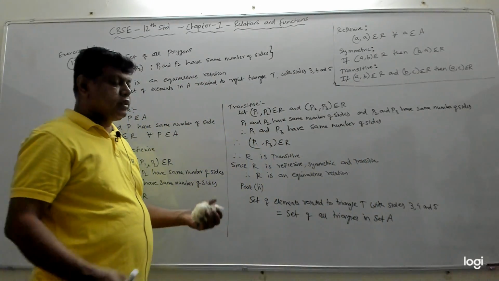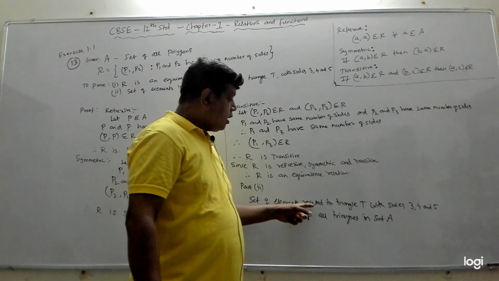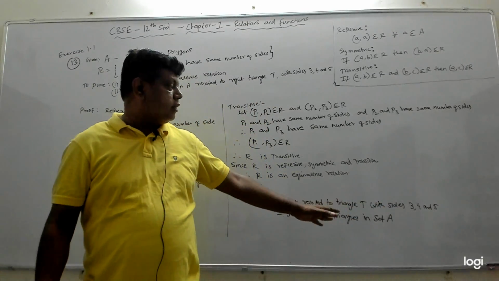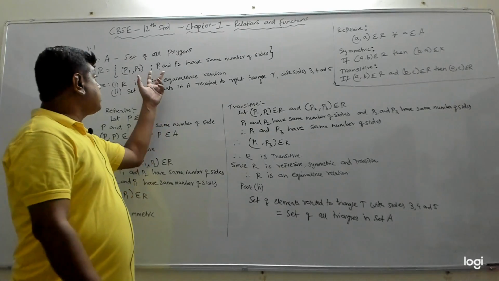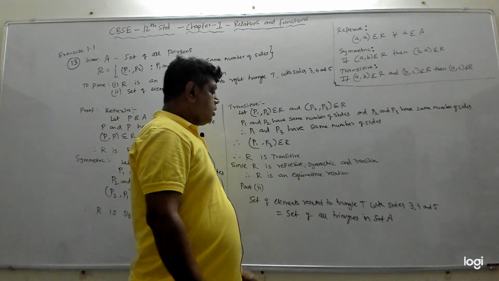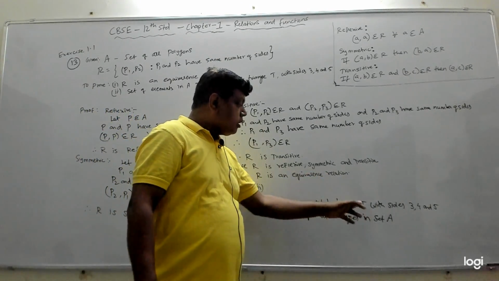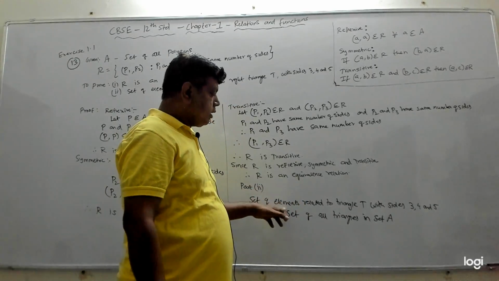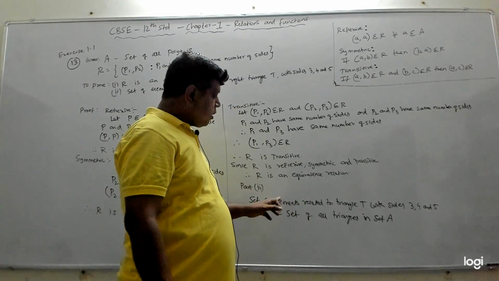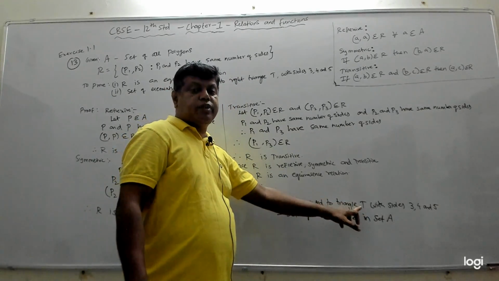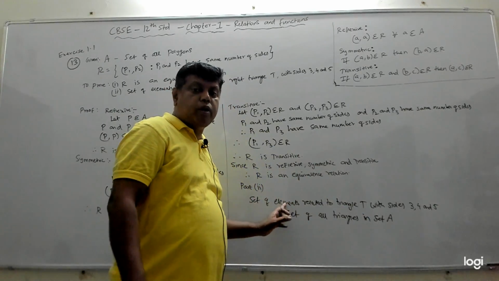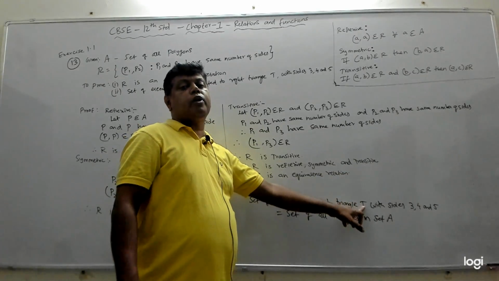The set of all triangles in set A will be the set of all elements related to the triangle T with the sides 3, 4 and 5, because two polygons are related when they have the same number of sides. So what are all the elements that are related to T? All the polygons. Elements means polygons. Polygons related to T means triangle T has 3 sides. So all the polygons which have 3 sides will be related to this triangle T.